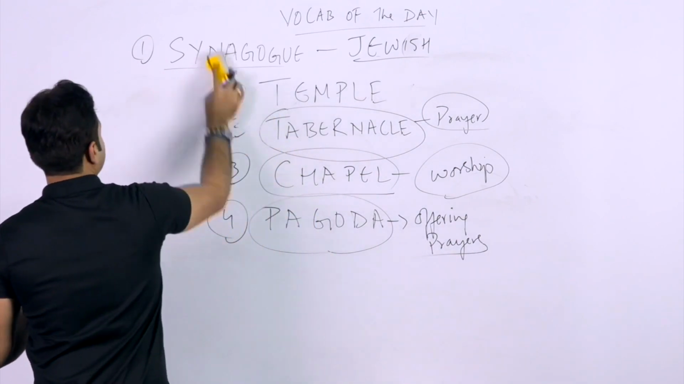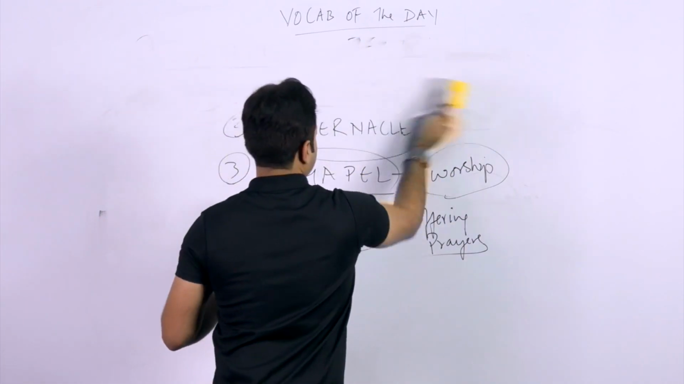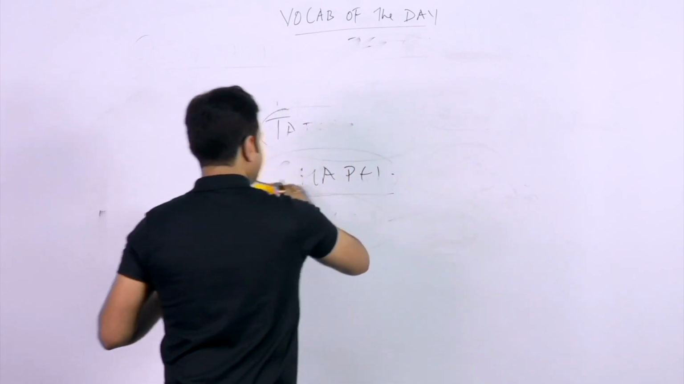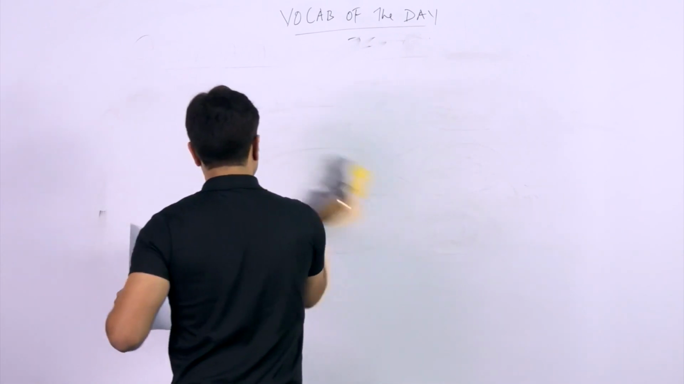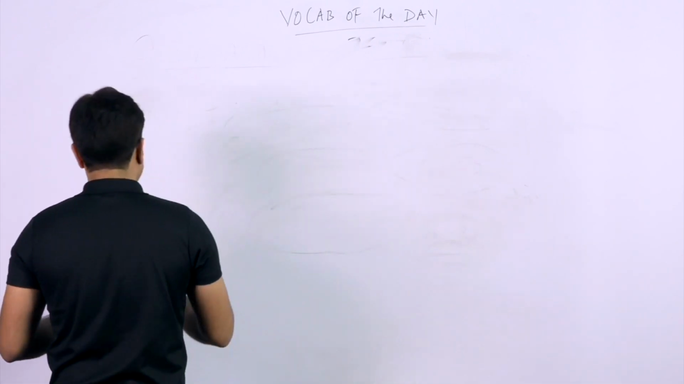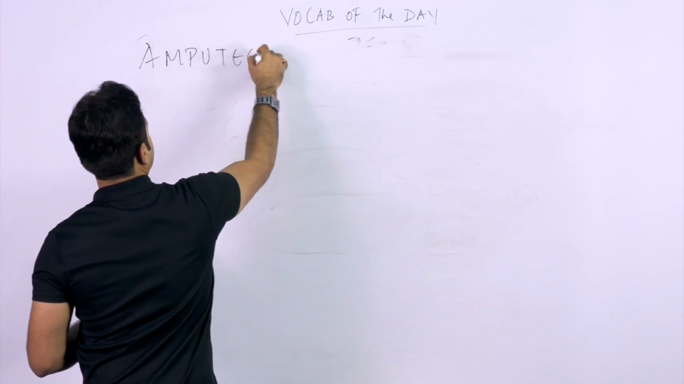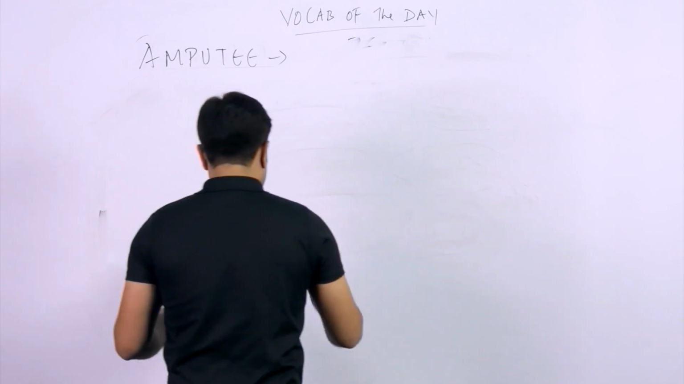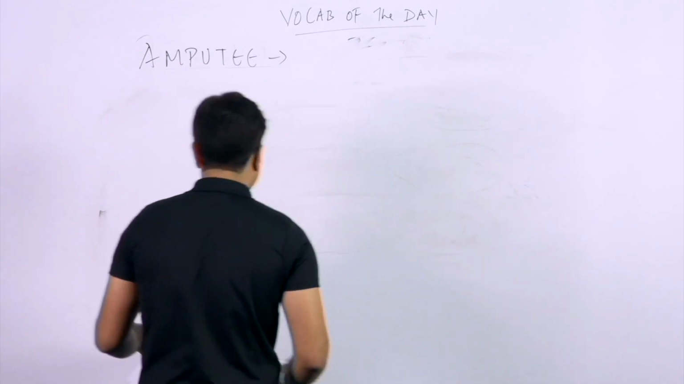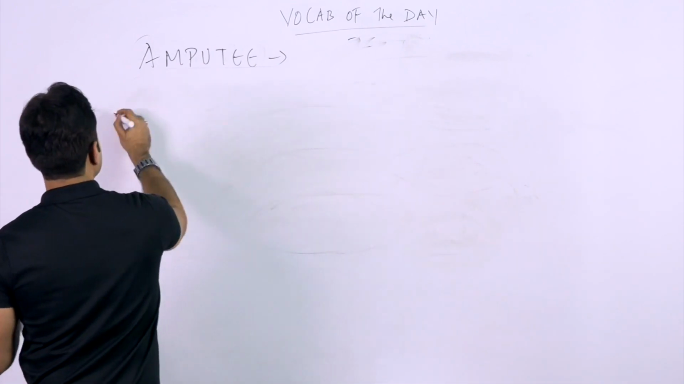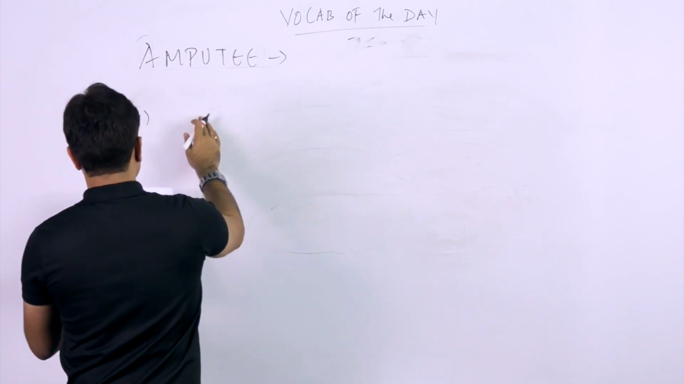First word was synagogue. Let's talk about the second word. And students, I expect you to use other words too. The second word is amputee, A-M-P-U-T-E-E. Fine. Now let's talk about the sentence, and after that the synonyms.